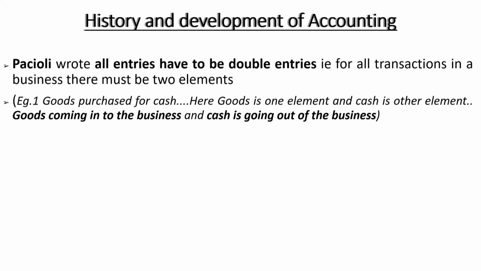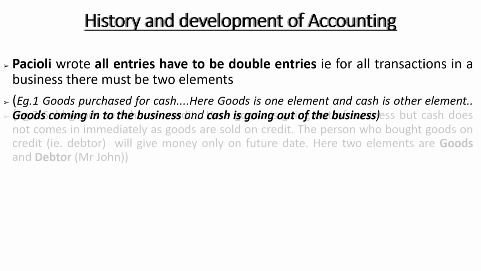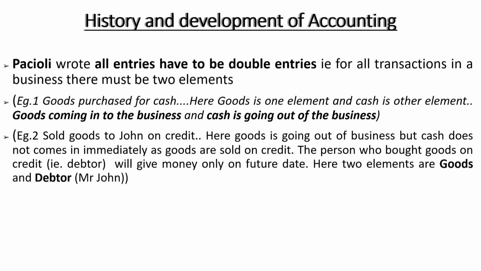So, the modern double entry accounting system says that for all transactions in a business, there must be two elements. One is the outgoing element and the other one is the incoming element. For example, goods purchased for cash. Here goods are coming into the business and cash is going out of the business. Another example, sold goods to John on credit.